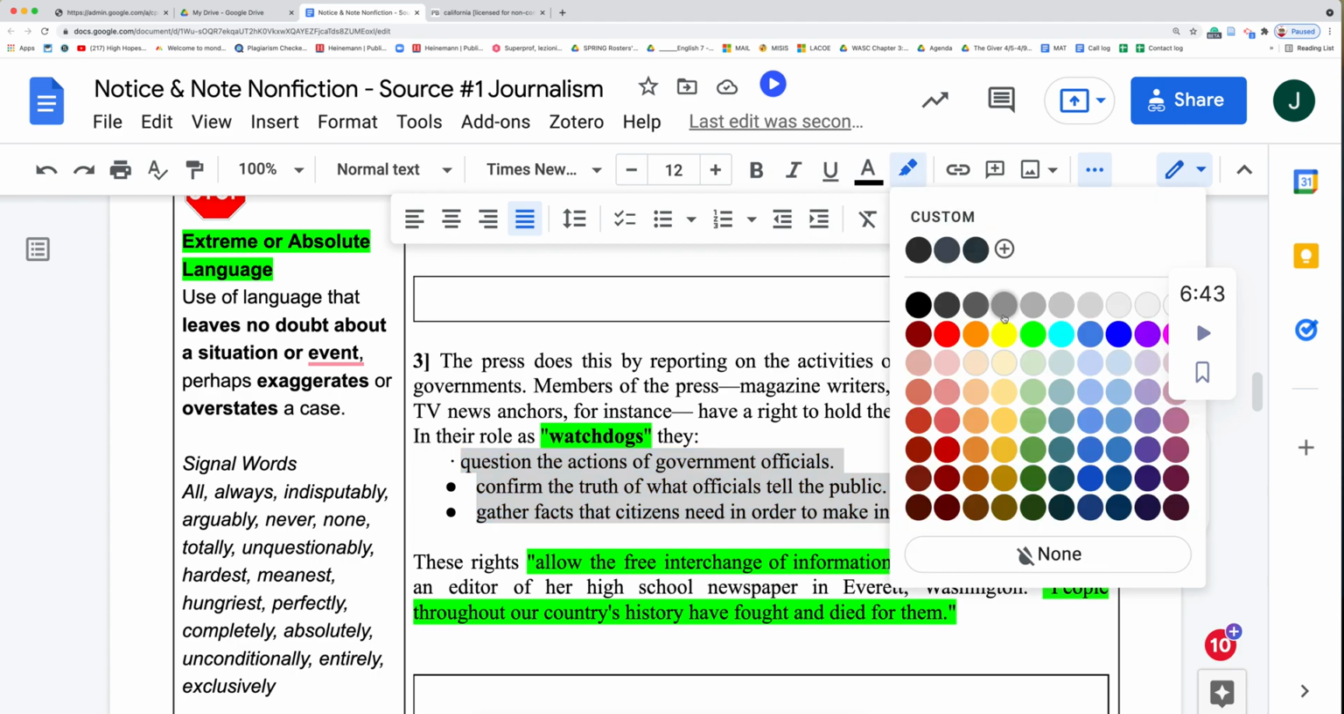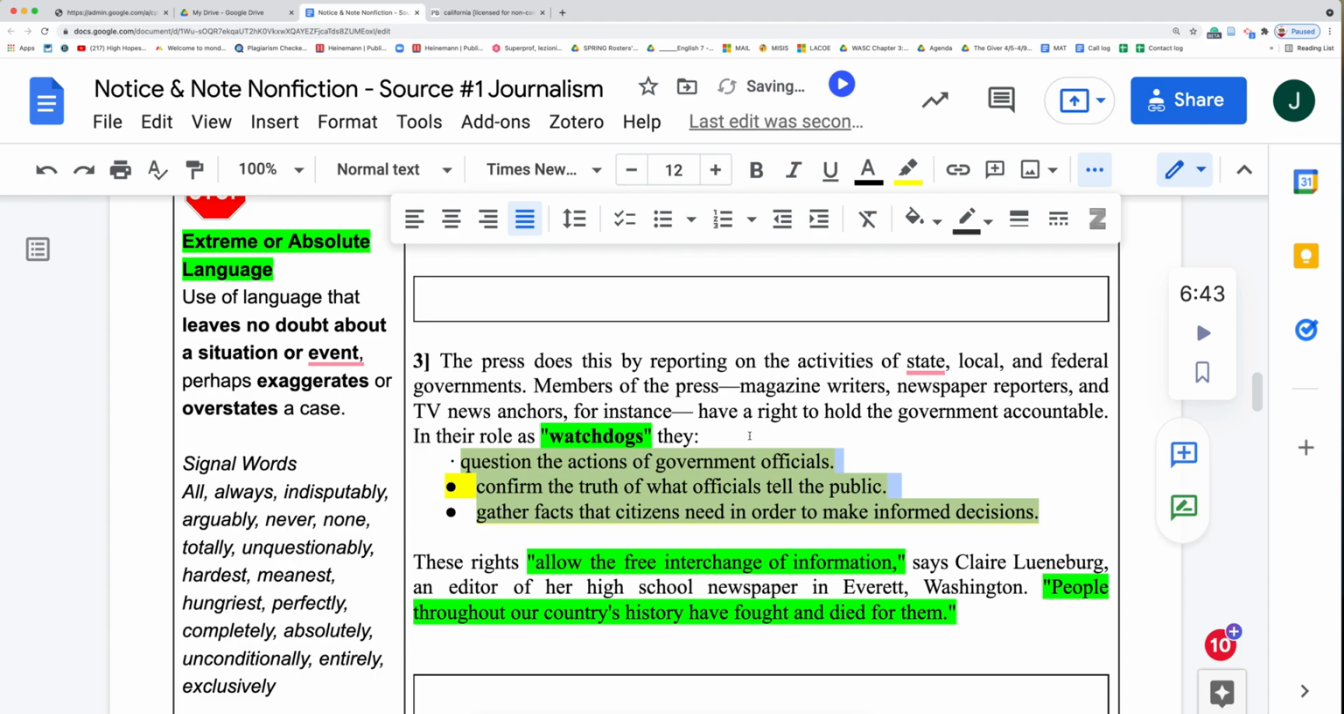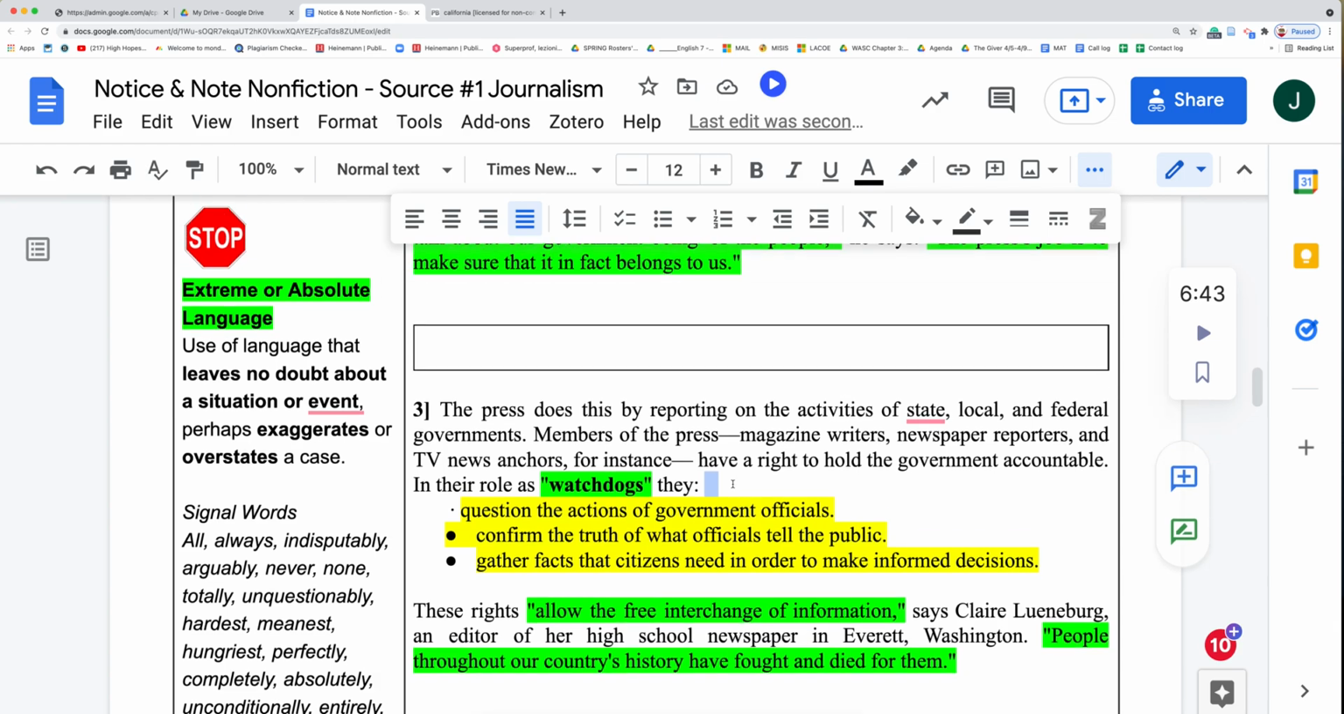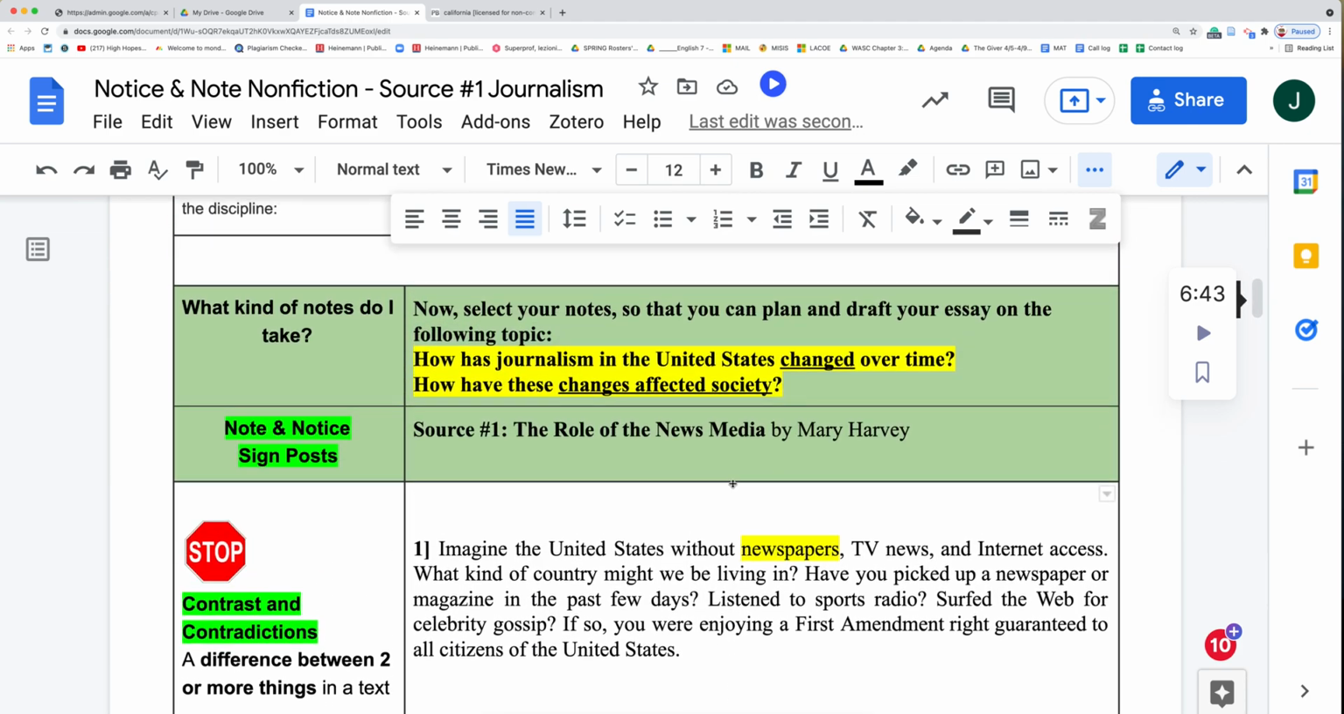And let me highlight them in a different color so you can see. And the job of journalists is to question actions of the government officials, confirm the truth of what officials tell the public, gather facts that citizens need in order to make informed decisions. That's the expectation. That's what the public expects journalists to do. Now, does that answer any of the two questions? Okay.